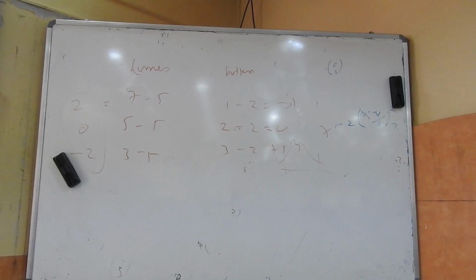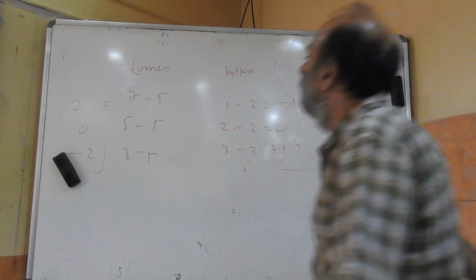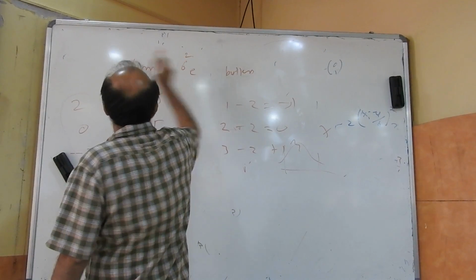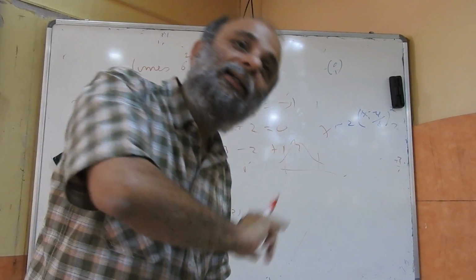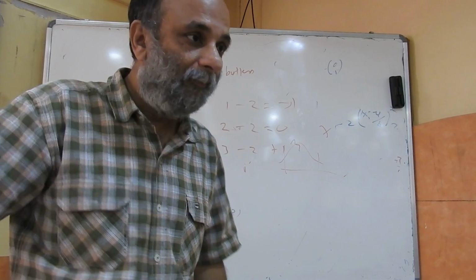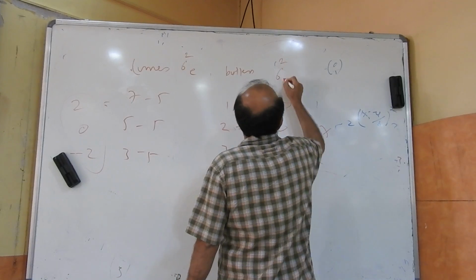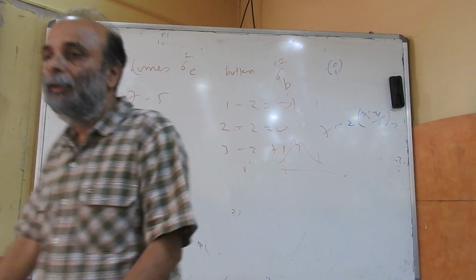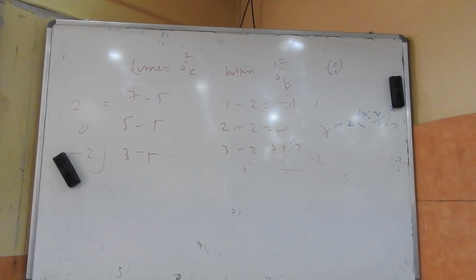Now the only difference is that the standard deviations are different. Right? The standard deviations are different. Suppose sigma square E is the variance of elephant weights, and sigma square B is the variance of butterfly weights. Sigma square E is the variance of elephant weights. Sigma square B is the variance of butterfly weights.